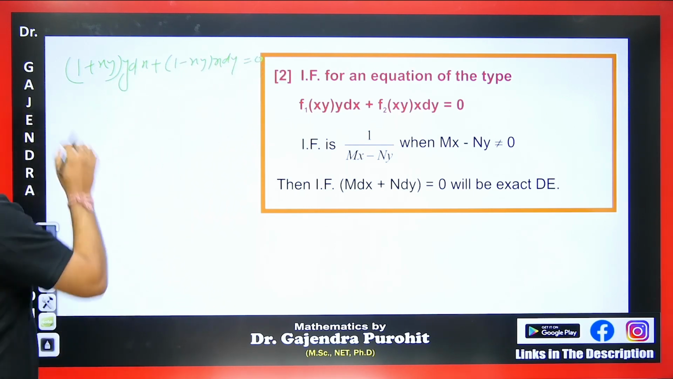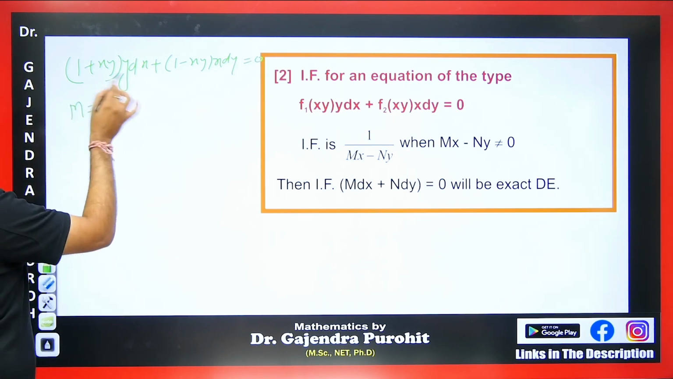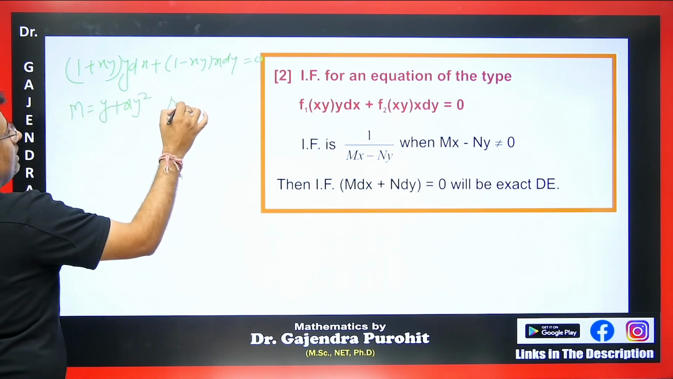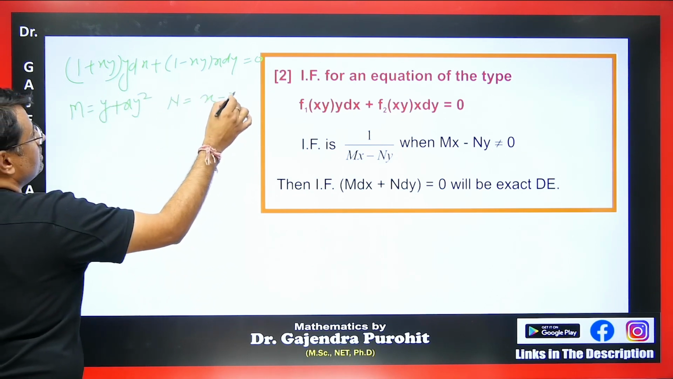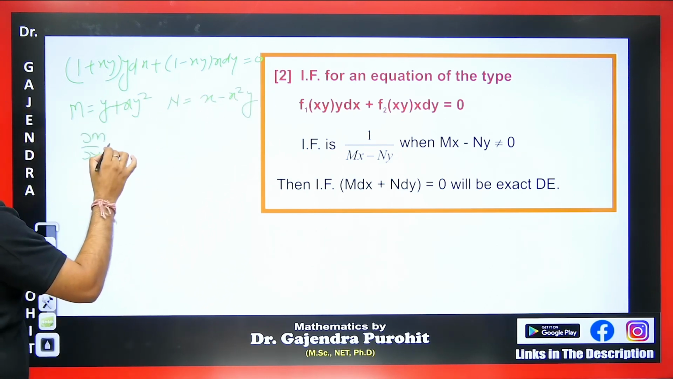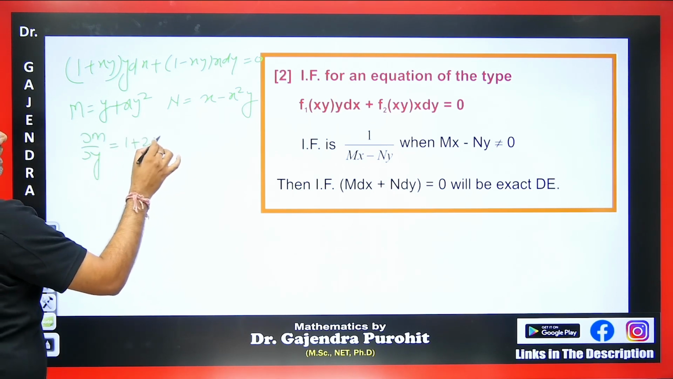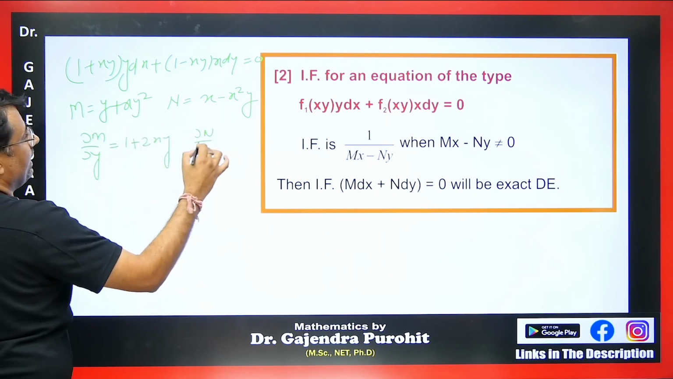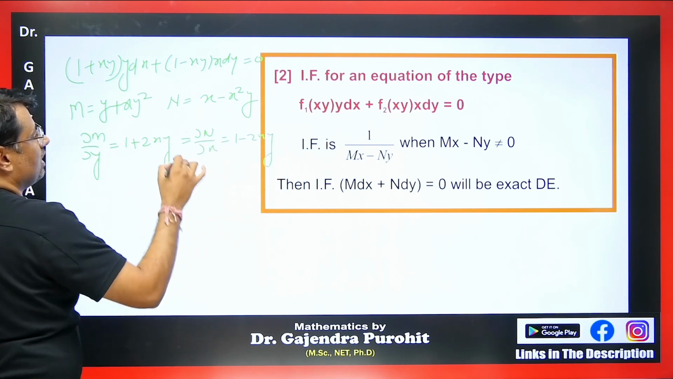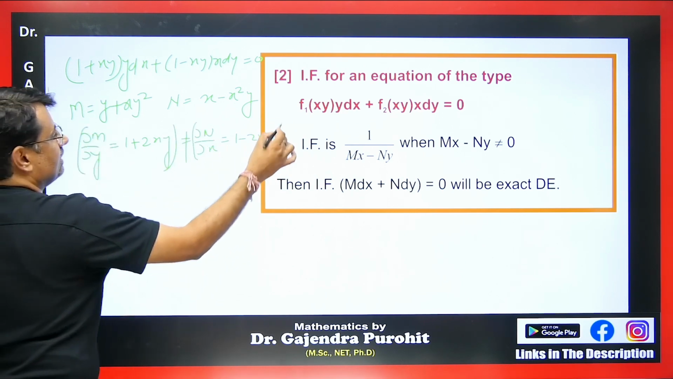And we can notice here that the value of m will be, when you multiply this term by y, xy square, and this is n, and we will multiply this by x. So it will be x square y here. You can notice here that when you calculate the value of del m by del y, it will be 1 plus 2xy. And when you calculate del n by del x, you will get the value as 1 minus 2xy. These two are not coming equal.